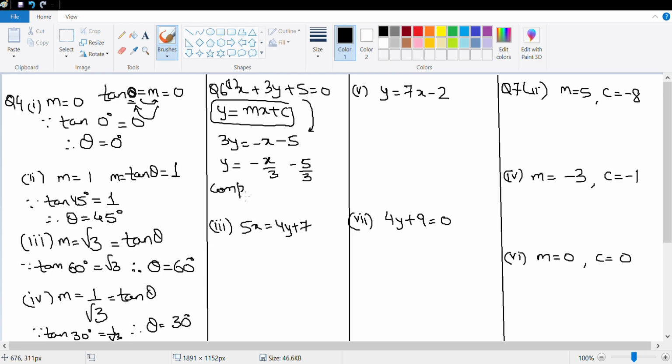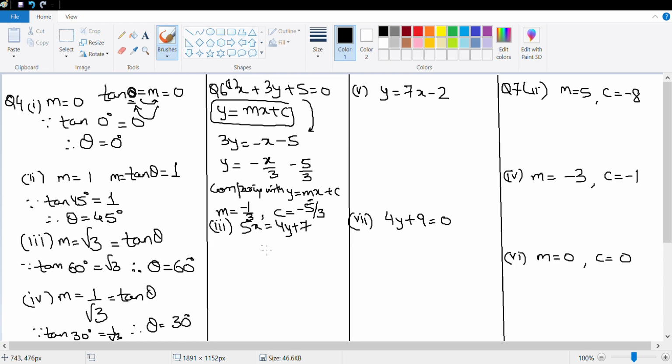Comparing y is equal to mx plus c, what's the value of m? M is equal to negative 1 by 3 and c is equal to negative 5 by 3. Perfect. Let's look at question number 6, part 3.